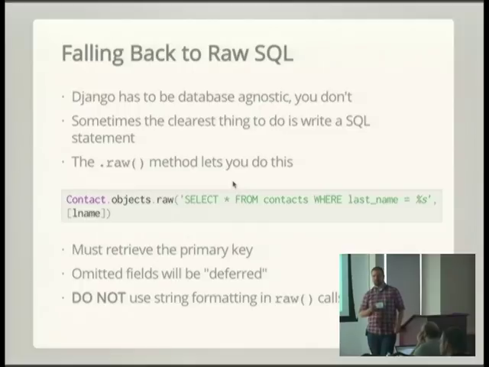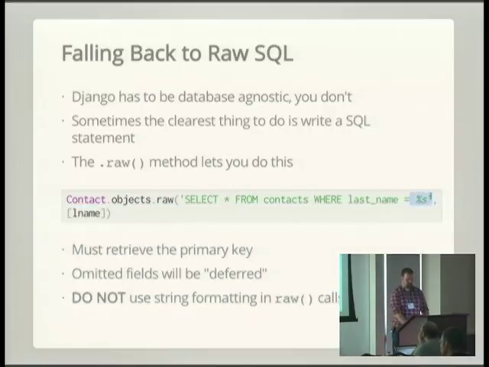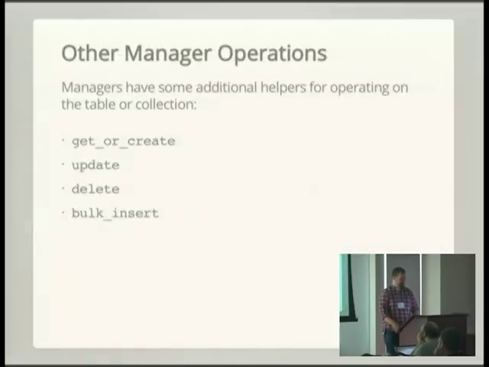Never, ever, ever use string formatting in the raw method. So what do I mean by this? I've got this %s parameter here, but I'm not actually interpolating it with the following percent, right? I'm passing in my parameters as a list afterwards. If you do it this way, Django will escape it for you. Django will protect you against SQL injection. If you interpolate it yourself, you will probably drop all your tables at some point when somebody decides that would be fun. Don't do it.